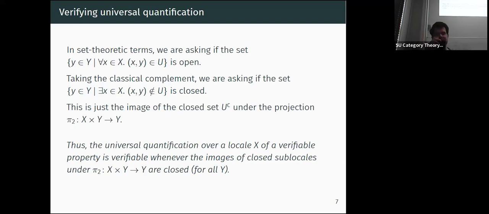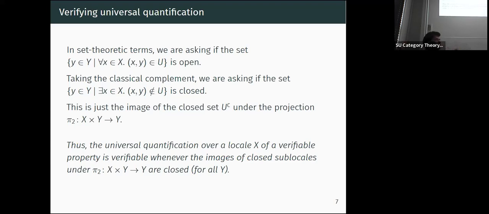So we had to take this classical complement, but it turns out it works out. It's just going to be the image of this complement of U under this projection. It needs to hold for all U, so the image of any closed set needs to be closed. This is the case we had for Y, but it could have also been true for a whole lot of other spaces. So whenever you take this product projection, it needs to be closed. And that's precisely what it says to be able to do universal quantification, at least by this informal argument.